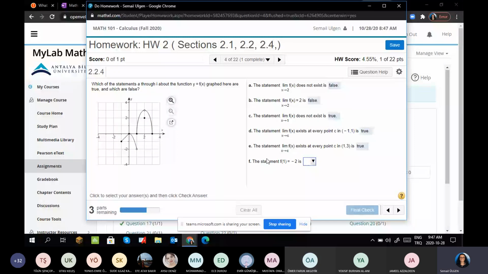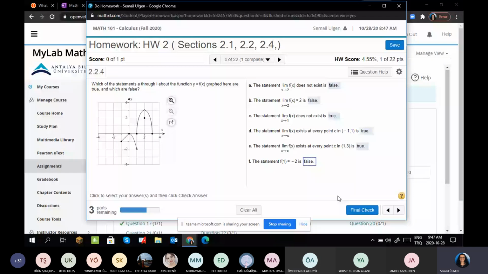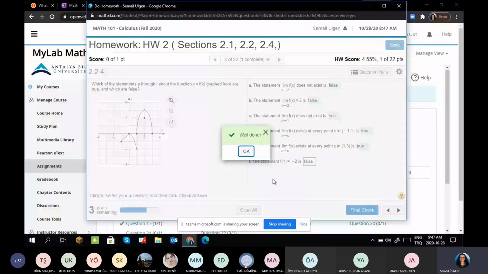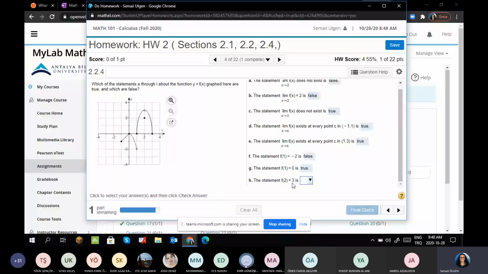The statement f of 1 is -2. Let's look at f of 1. Where is f of 1? This is 1. Is f of 1 equal to -2 in the picture? No, it is 0. Yes, this is false. Okay. The statement f of 1 is 0 is true. The statement f of 2 is equal to 3. Is this correct?